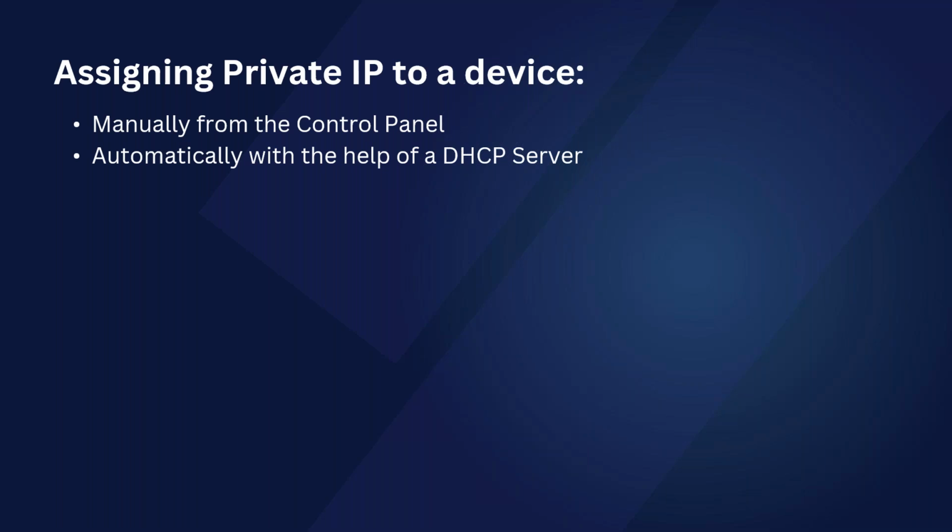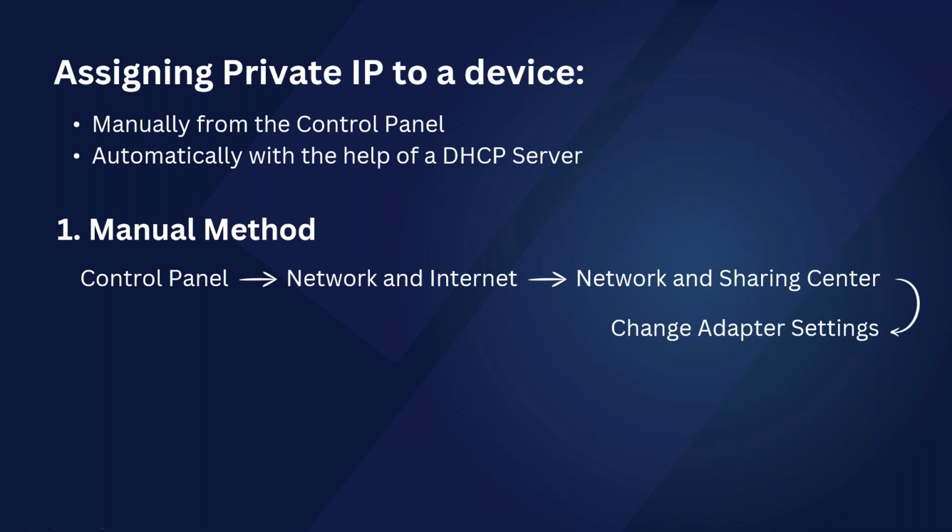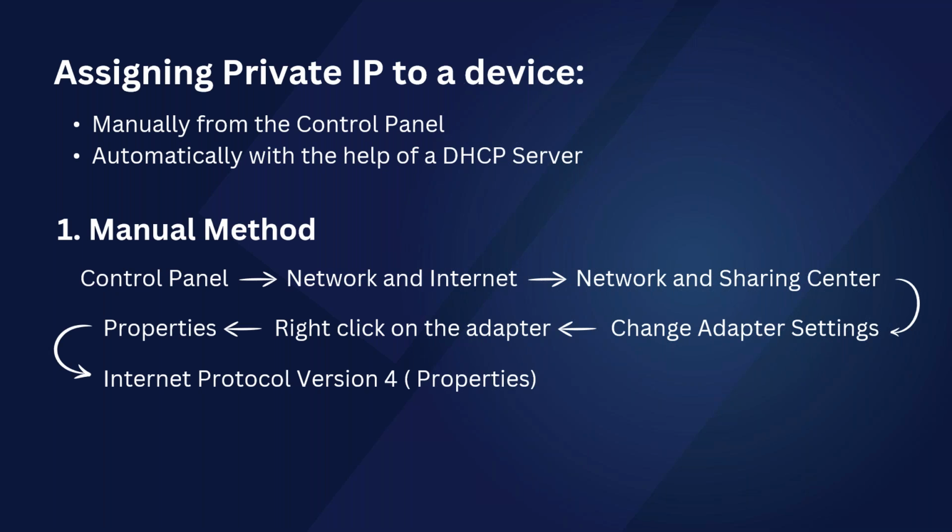Okay. So to assign it from the control panel, there's a certain procedure. Okay. First, you open up the control panel. In that, you go to network and internet settings. In that, you go to network and sharing center. And in that, again, you select change adapter settings. In that, you right click on the adapter, go to properties, and go to IPv4 properties and assign the following IP address. So this is the whole procedure to assign a manual IP on your system.